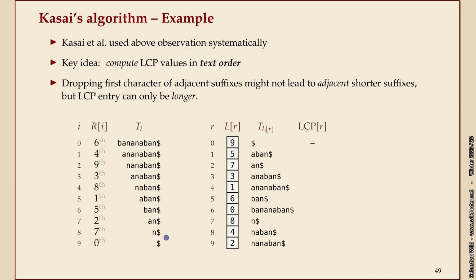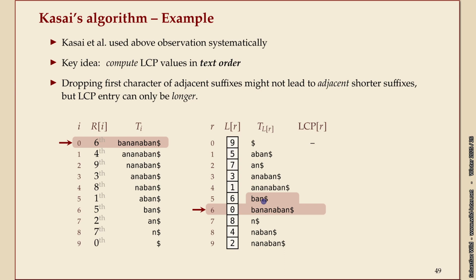Again, my favorite picture from before, the suffixes in text order, suffixes in sorted order. Kasai et al. says, just compute the LCP values in text order and everything will fall in place. Let's do that. The first is obviously this one, the entire text. Now, this doesn't get an LCP value. An LCP value is always between a suffix and the previous one in the alphabetic order. So for knowing which one that is, we have to move to the right. So we use the rank array and find that we're actually working in position 6 here in the LCP array.